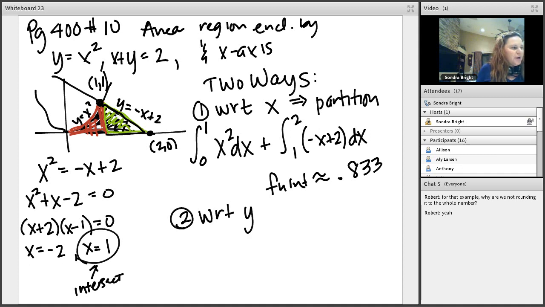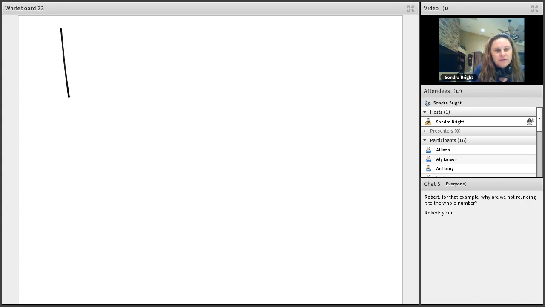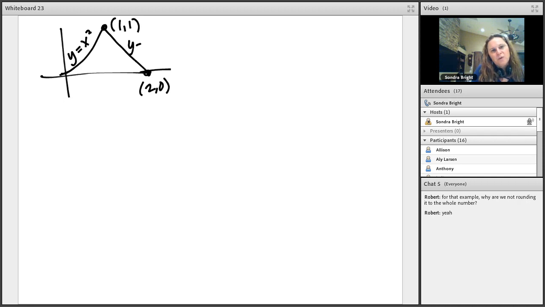All right, with respect to y, you can actually do it with one integral. I'm going to go to the next slide for with respect to y so that I can draw the picture. So we've got this picture, where this is y equals x squared. We found that that point was 1, 1. We know that is 2, 0, and this was y equals negative x plus 2.